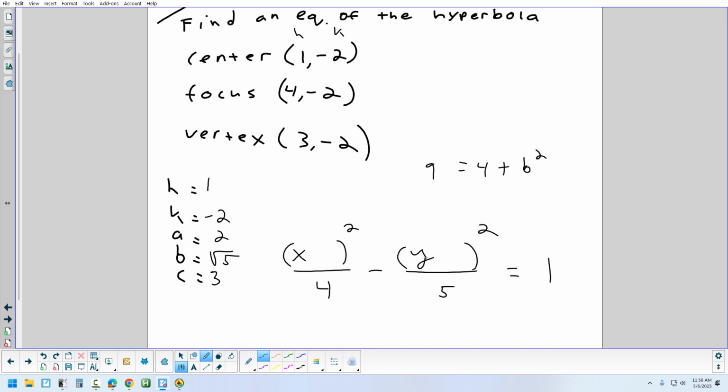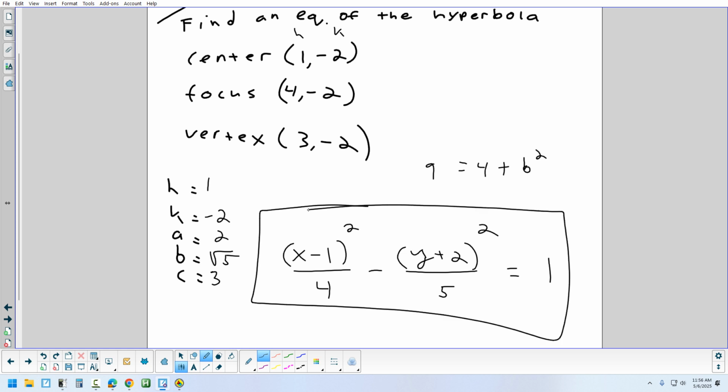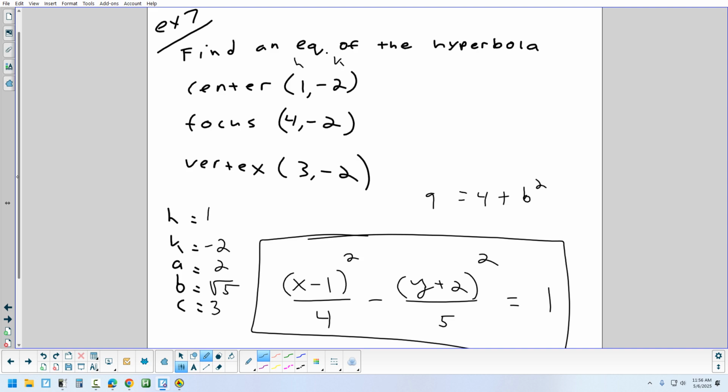Now, it's always x minus, what letter goes with x? Yep, always x minus h. So it's x minus 1. And the other one, it's y minus k. What happens when you do y minus k? Yeah, you get positive 2. So that's the equation of the hyperbola that fits that information.